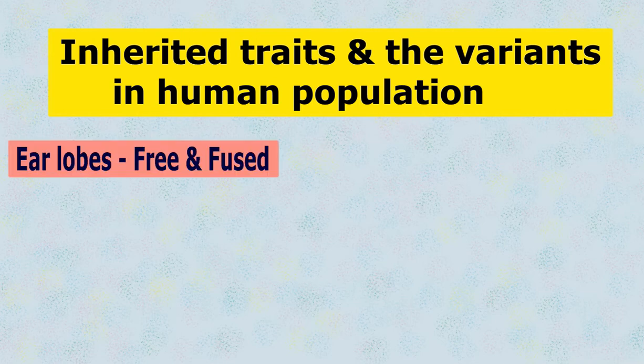First example is earlobes. These may be free or fused. What is this? The lower part of the pinna is known as the earlobe. So if this is hanging like this, then the earlobe is known as free. But if it is not hanging freely, rather it is attached directly with the side of the face, then it is known as a fused earlobe. So earlobe is a trait and its two variants are free and fused.